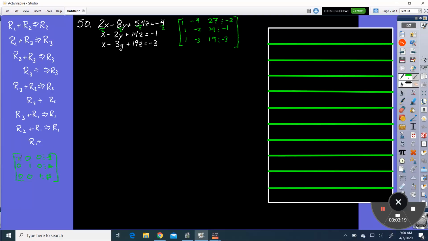Okay, this is in reduced row echelon form. This is just row echelon form when you have zeros on the left and ones down the diagonal. That's called row echelon form. And reduced row echelon form is when you have zeros on the right-hand side of these ones down the diagonal. Okay, so this is also known as your identity matrix.